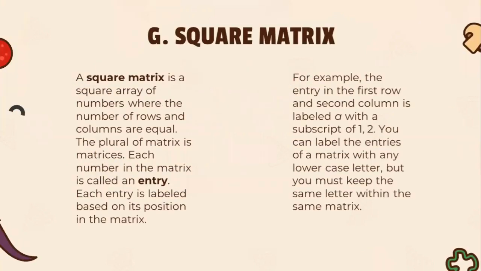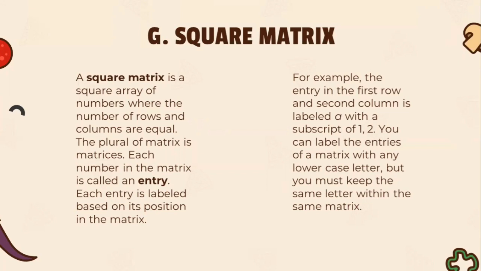The last one is square matrix. A square matrix is a square array of numbers where the number of rows and columns are equal. The plural of matrix is matrices. Each number in the matrix is called an entry.